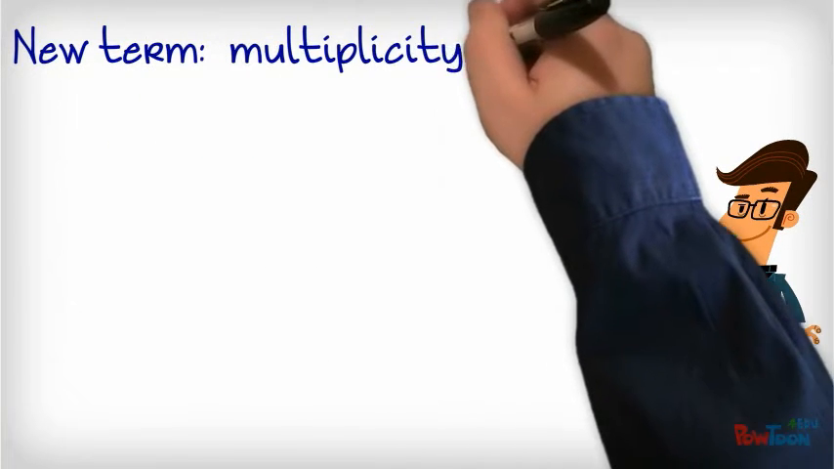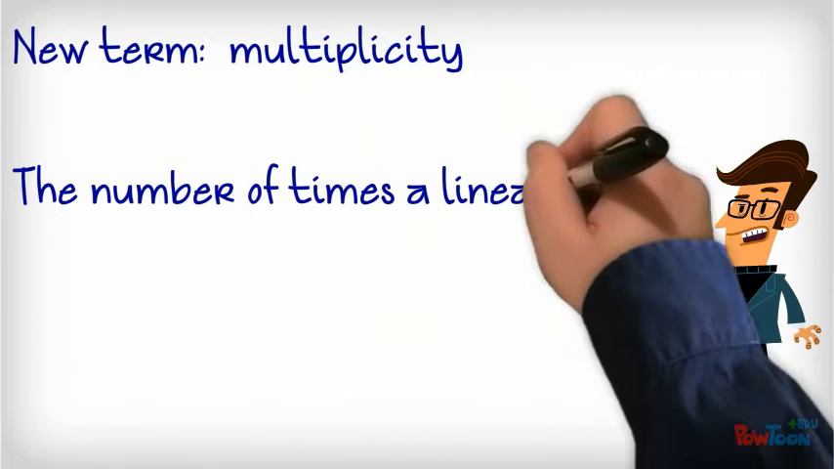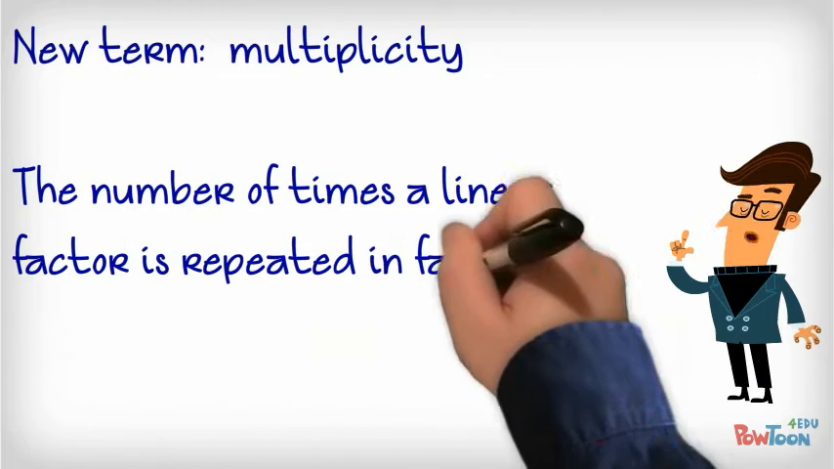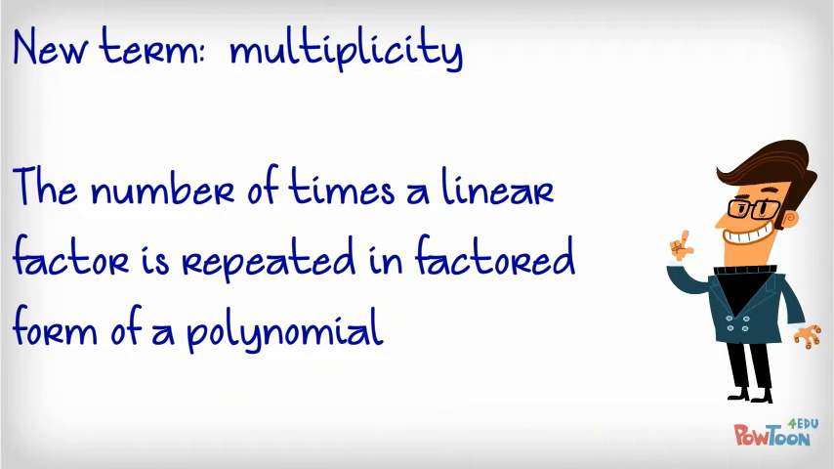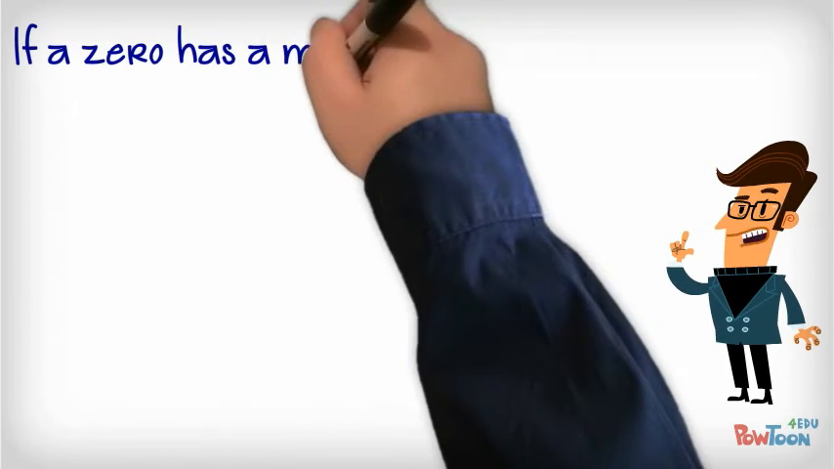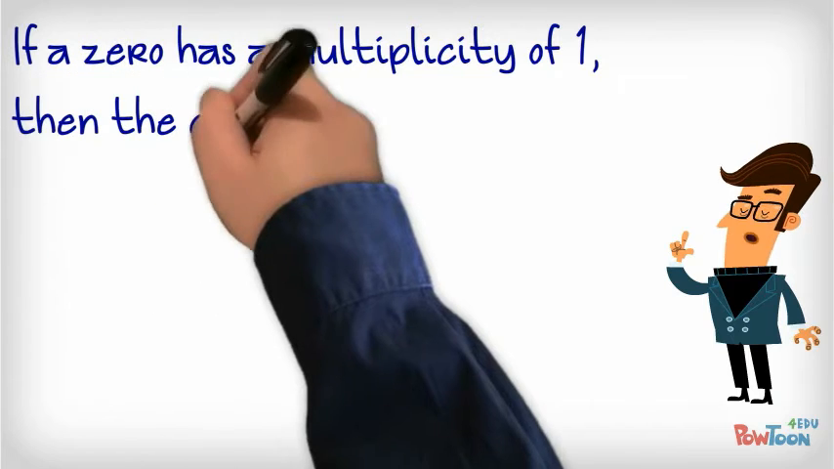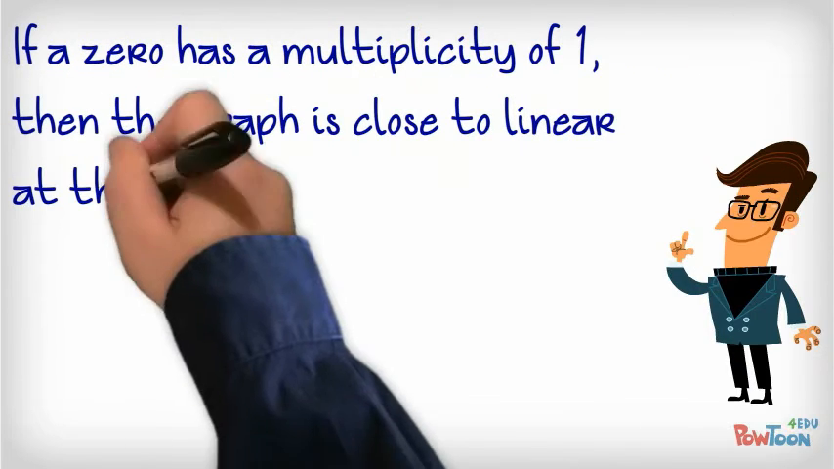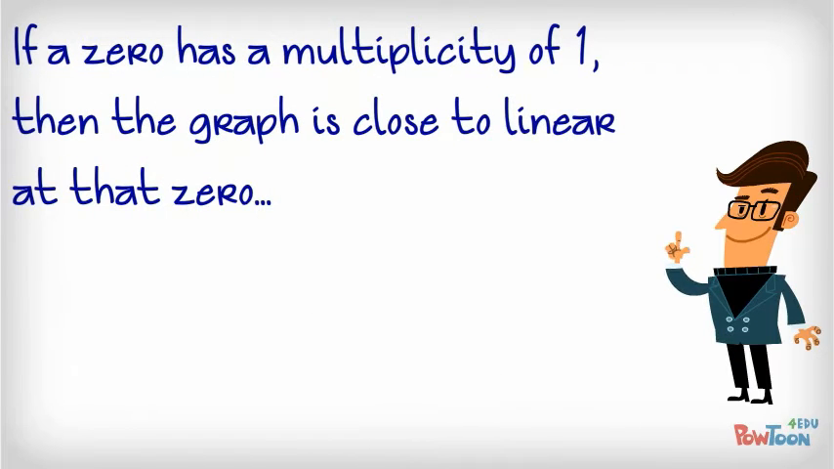New term: multiplicity. If you factor a polynomial and you have the same factor show up twice, let's say you have x minus 2 times x minus 2, then 2 is a zero of the polynomial, and 2 has a multiplicity of 2 because it showed up twice. Now if something has a multiplicity of 1, the graph is linear at that spot.